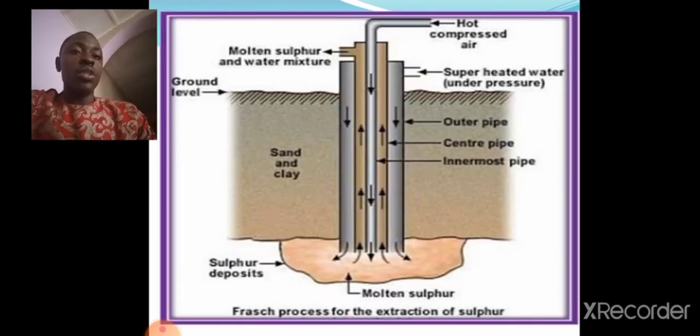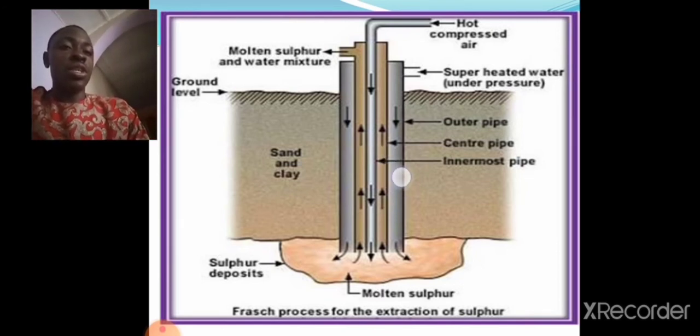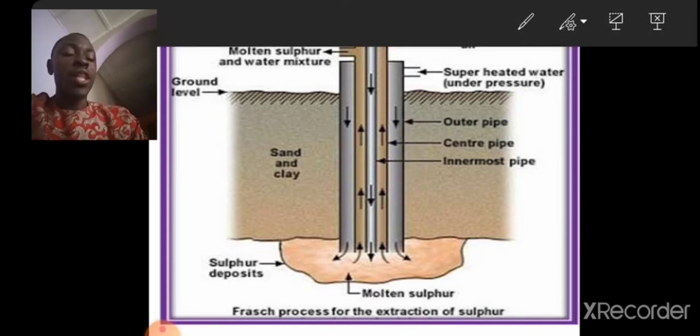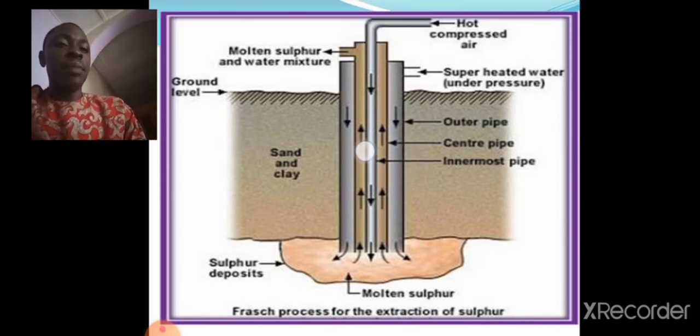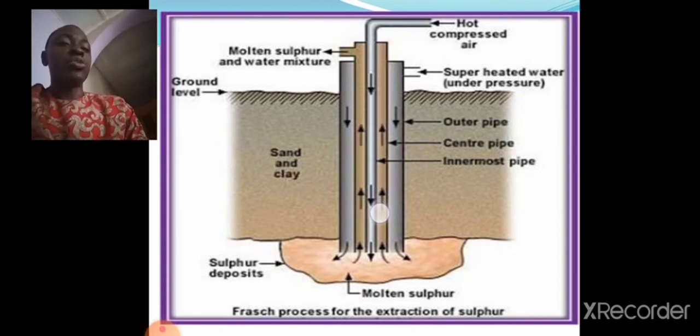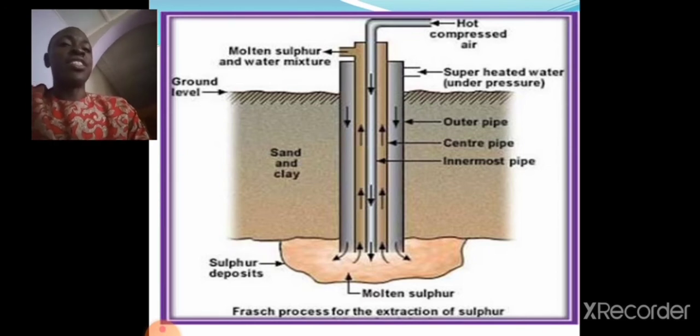So this is a schematic diagram of the Frasch process. As you can see, this is the outer pipe where superheated water is pumped through, and then this is the inner pipe where hot compressed air is blown through. So the essence of this pipe is so that this melted sulfur is forced through the middle pipe, as you can see here, to the exterior.